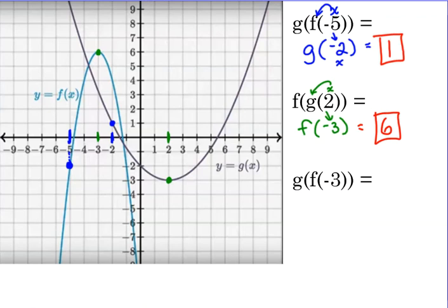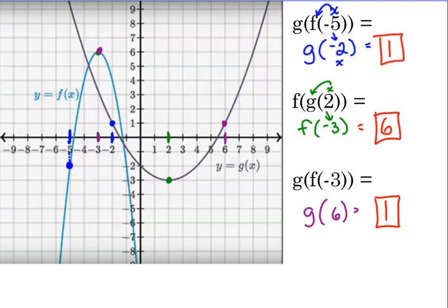Last one, g of f of negative 3. Well, we were just there. We just did f of negative 3. F of negative 3 is 6. So now we go to 6, and we want the g value of 6, and that is 1. So g of f of negative 3 is equal to 1.